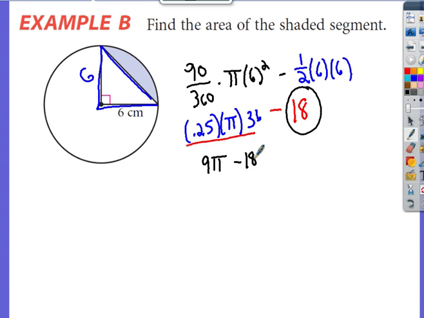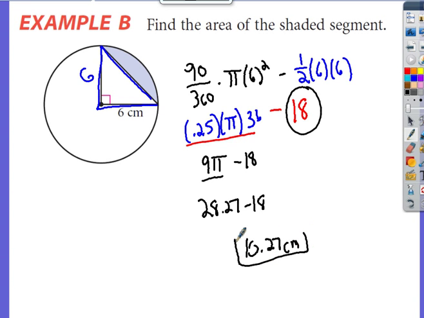And again, these will be in centimeters. So we do have to multiply the pi out. 9 times pi equals 28.27 minus 18 gives us 10.27 centimeters. Okay? So this is one of those problems that takes a second to learn, but it's not as hard as it could be because it's just plugging in numbers, just plugging and chugging.